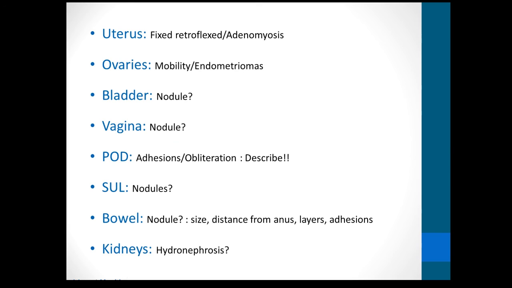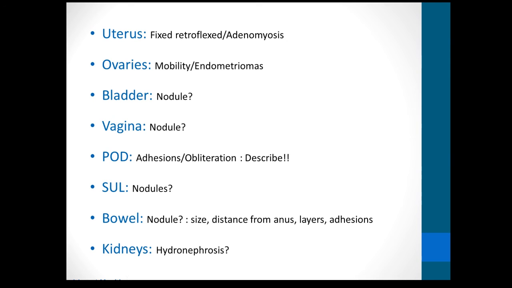So in summary, if we do a detailed assessment for endometriosis, we look at the uterus, and particularly our attention is attracted when we see that the uterus is fixed, retroflexed, and that there is adenomyosis in the posterior myometrium. We will look at the ovaries, mainly looking at mobility of the ovaries, but not get too worried if it's a less mobile ovary in isolation. We also look at endometriomas.